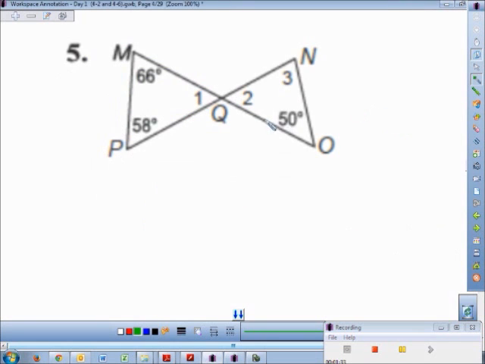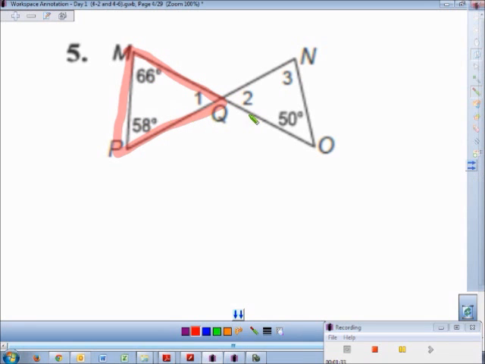Right here, you got two different triangles. You need to find one where you know two angles in it first. As you can see here in this red triangle, I know that's 66 degrees and that's 58 degrees. So we'll punch in our calculator and take 180 minus 58 minus 66 and get 56 degrees. And we'll put it in the picture.